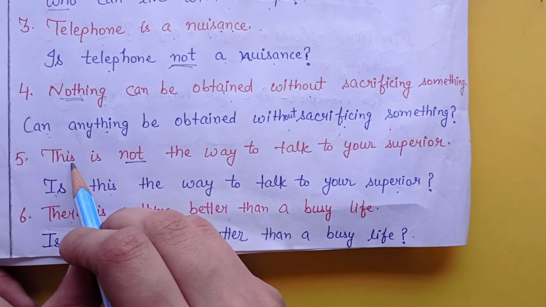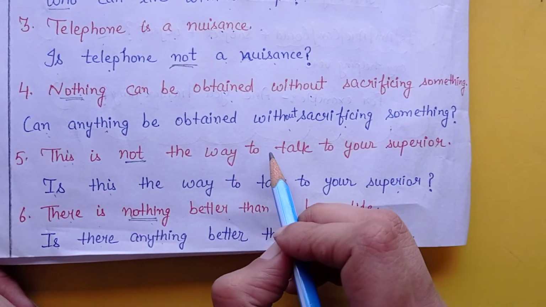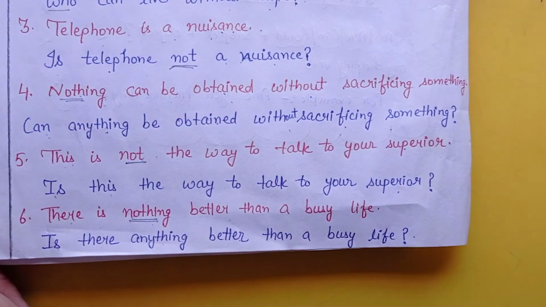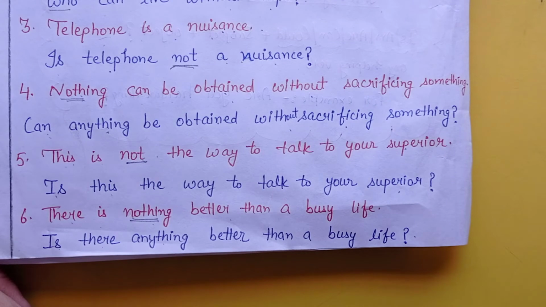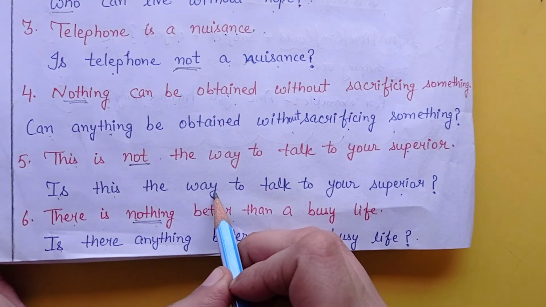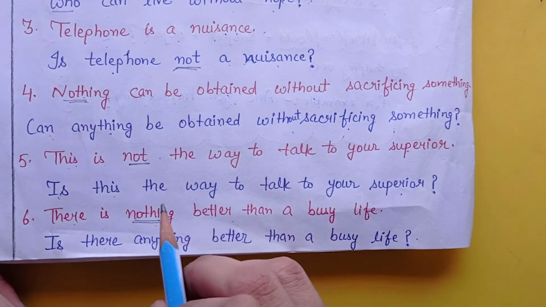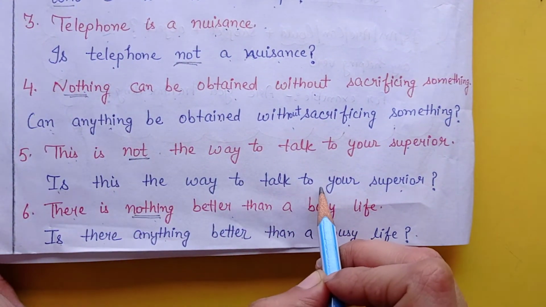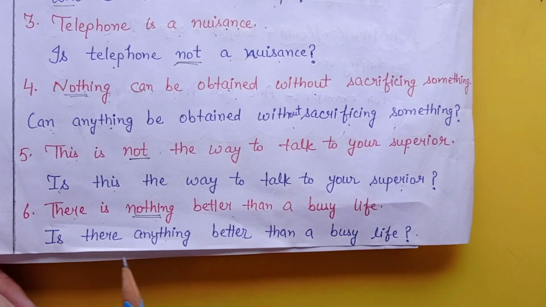Fifth is, this is not the way to talk to your superior. Not. So the assertive sentence given here is negative. So we must form one positive interrogative sentence out of it. So you can write, is this the way to talk to your superior?